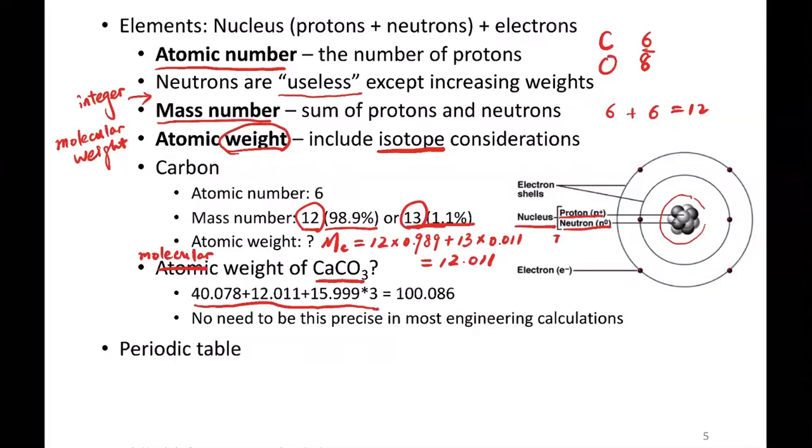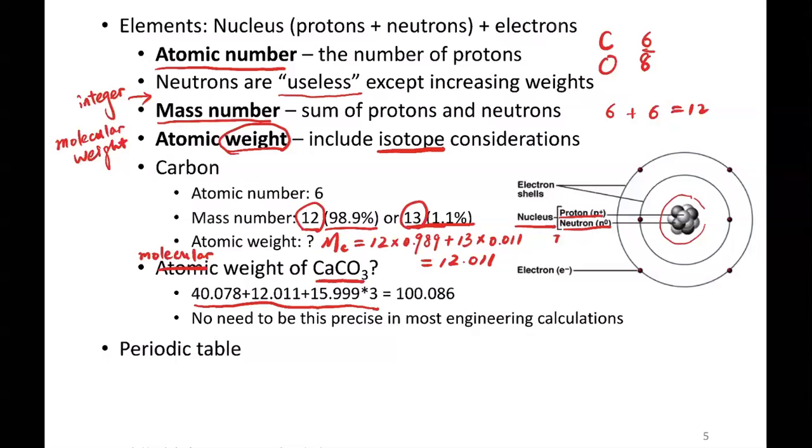So I have to say that for most of the calculations in this class, we don't need to be this precise because we're dealing with engineering systems, right? So even if we consider the isotopes, it will probably at maximum contribute 1% of the final answer, which is kind of negligible in engineering designs, okay?